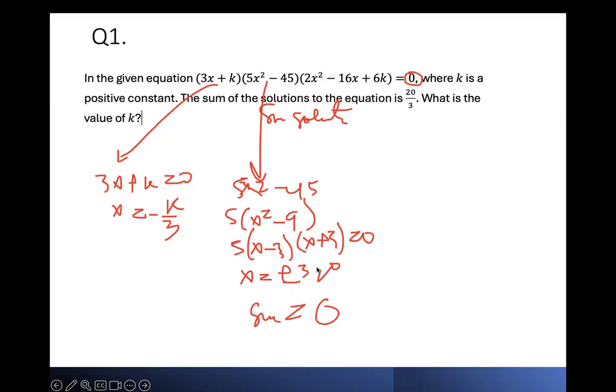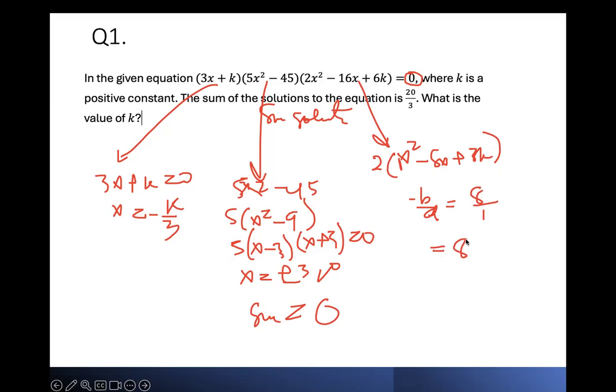And then the last one, this equation looks complex. But if you factor 2 out, you have what? x² − 8x + 3k. The sum of the solutions of this quadratic is what? Minus b over a. Our b is what? Minus 8. Therefore, this is 8. Our a here is 1. Boom, you have it over here. And therefore, this is 8.